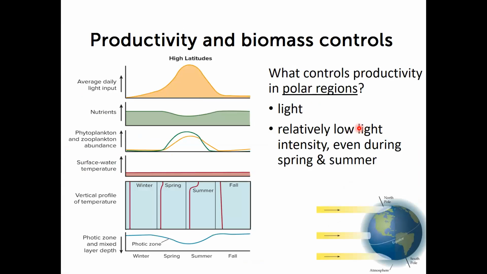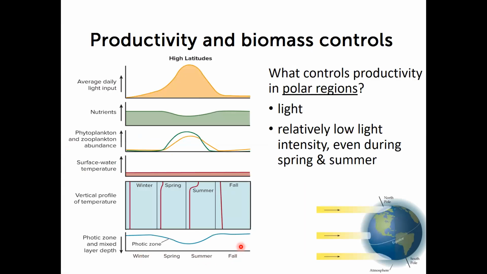So now we're going to look at how productivity changes throughout the year in different regions, starting with high latitudes, which are polar regions like the North Pole and the South Pole. And we're looking at changes for different parameters throughout winter, spring, summer, and fall.